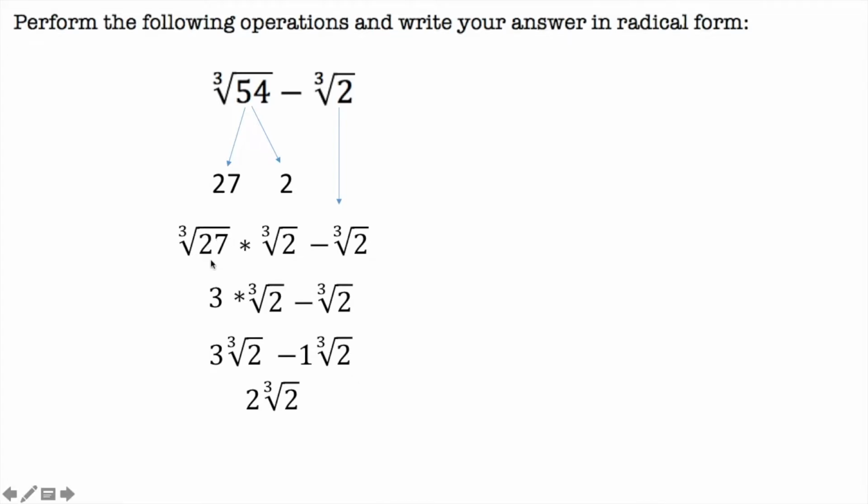So just remember what number times itself 3 times. If this was a 4, then it would be the number times itself 4 times. So this tells you how many times it has to multiply by itself. So 3 times 3 times 3 is your 27.